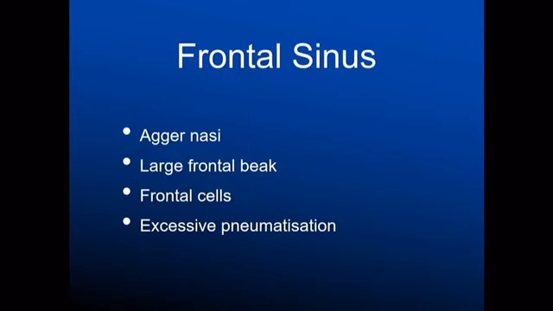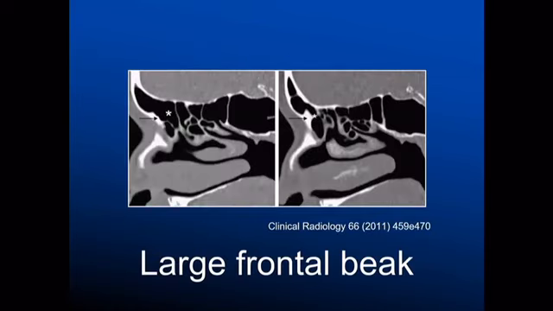Okay, so we're going to talk quickly about the frontal sinus. The anatomy of the frontal sinus can be quite confusing, and there's a lot of variant anatomy. The key to the frontal sinus is the Agger nasi cell and the frontal beak. The frontal beak is basically that little bit of bone that you can see just at the origin of the frontal sinus. You can have a large frontal beak which can cause obstruction of the sinus, so that's important to recognise. But generally there's accessory cells which are causing obstruction.